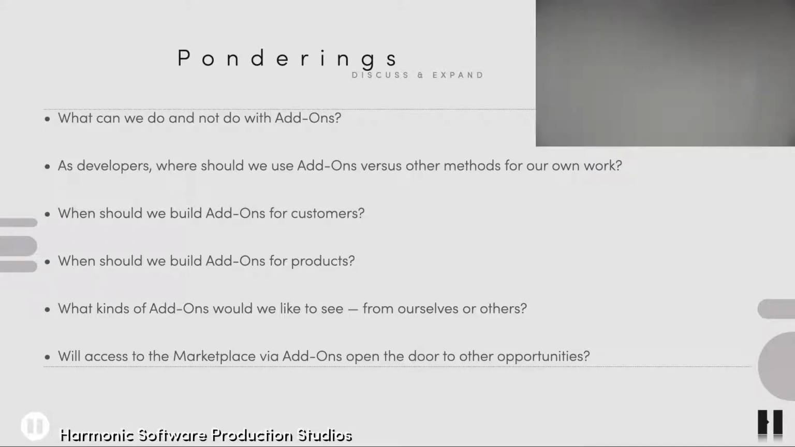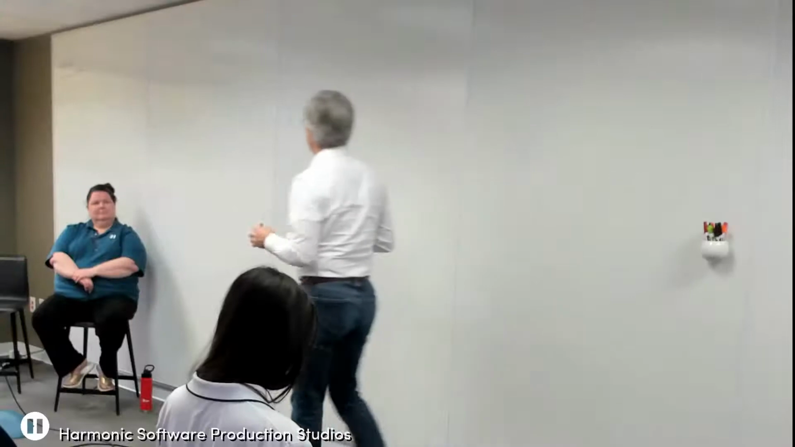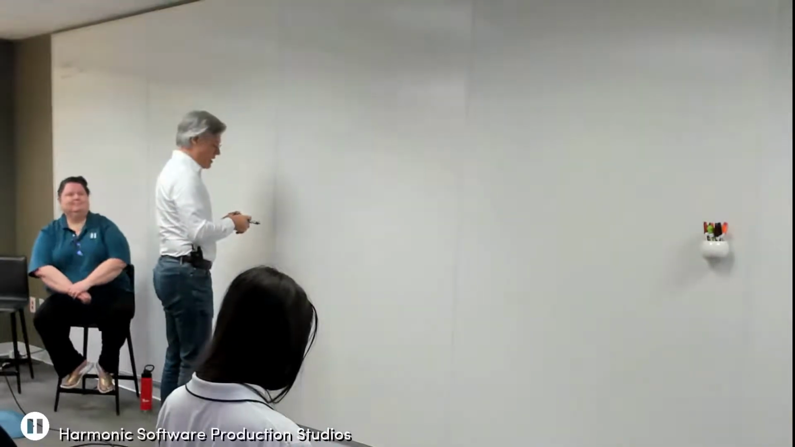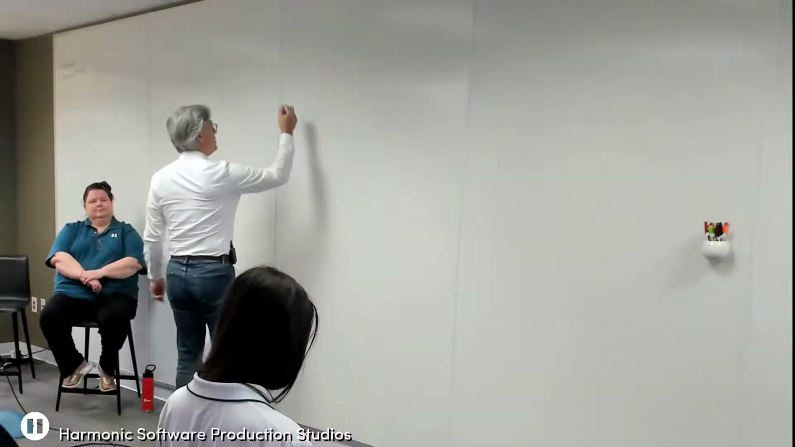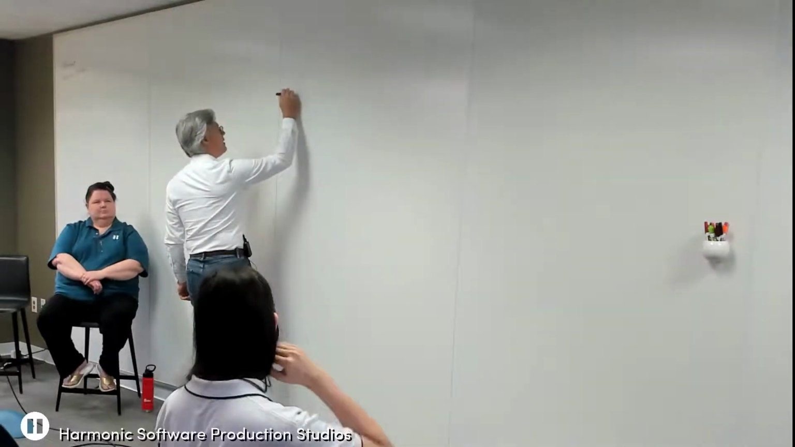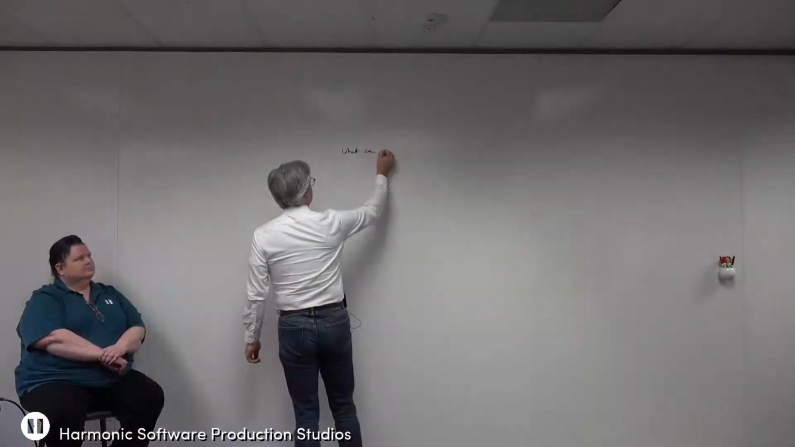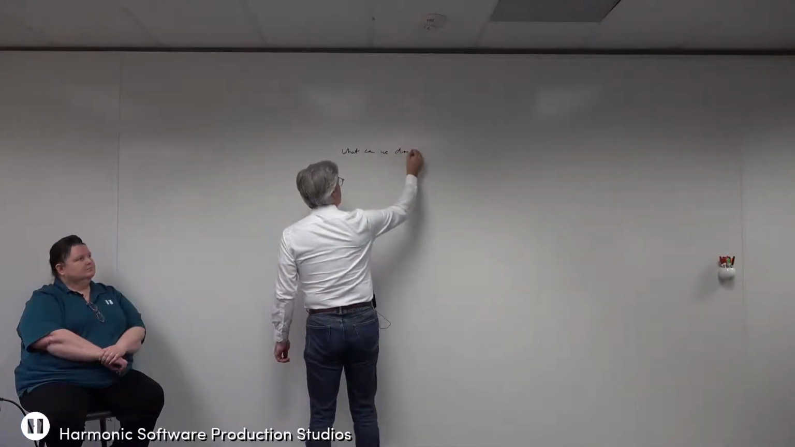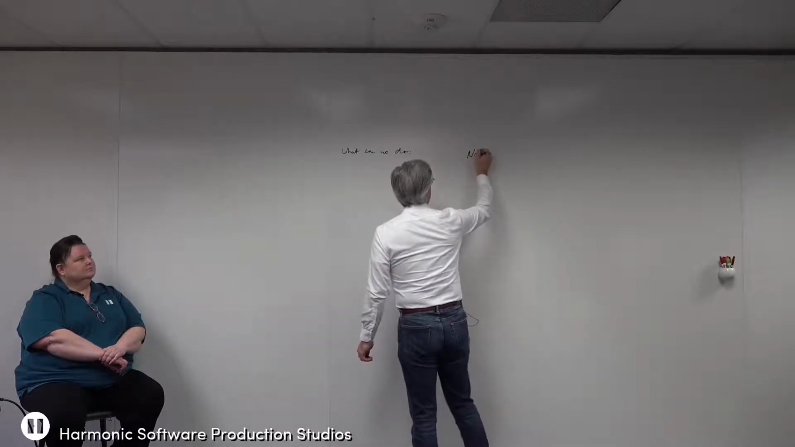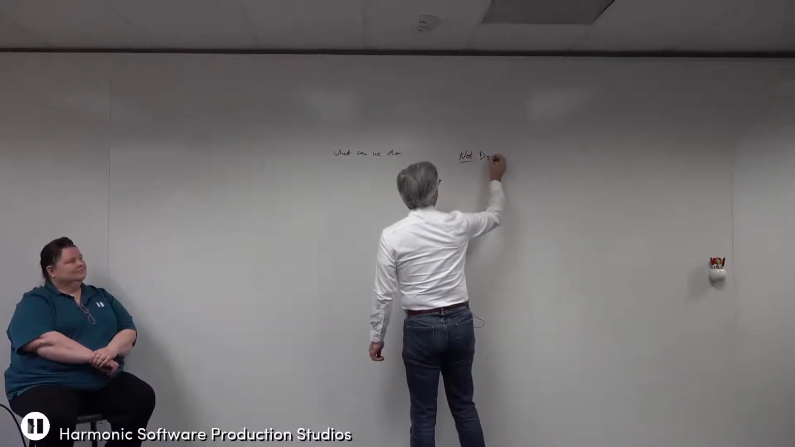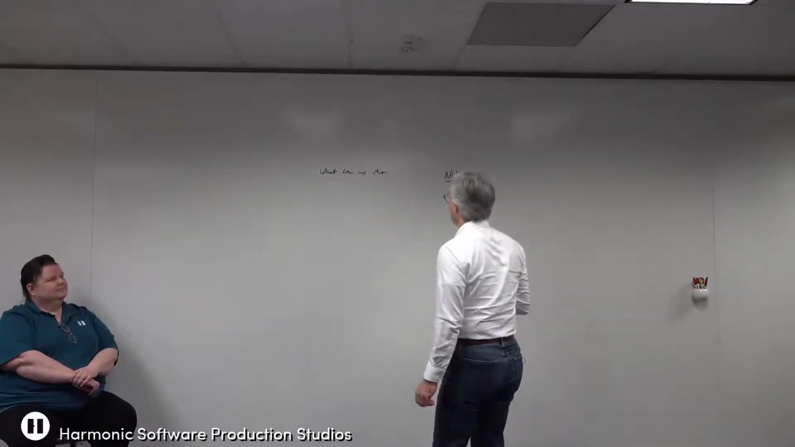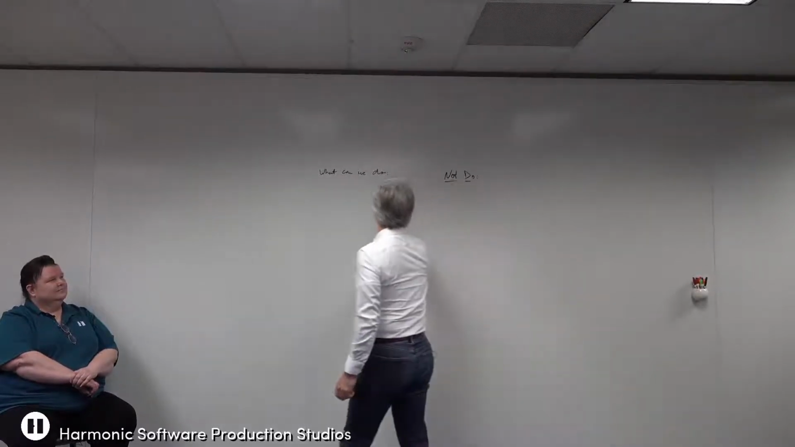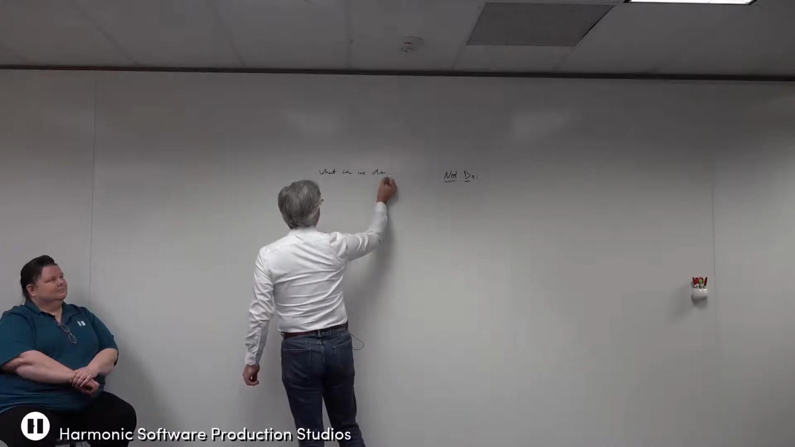So let's start with that top one. What can we do and not do with add-ons? I'm going to ask my panel to get us rolling here because they've done some thinking about this that some of the rest of us may not have done. What can we do? And I'm going to put over here, not do. So Robert and Heather, I'm actually interested in the right-hand column. Do we have an example of what we cannot do?